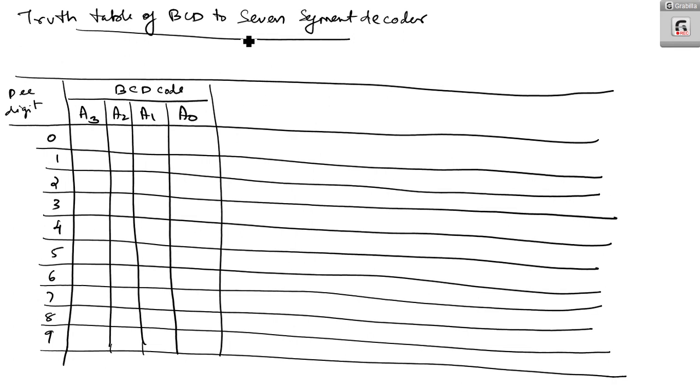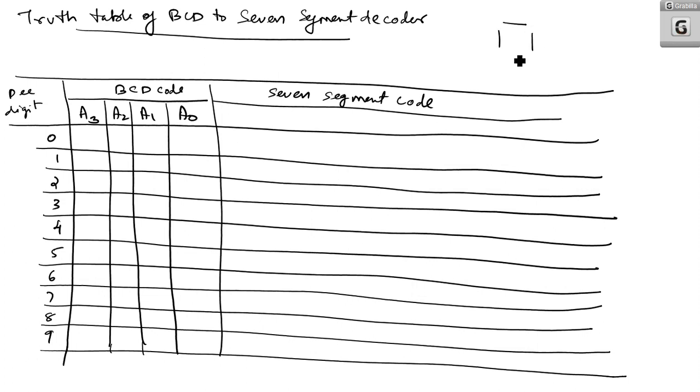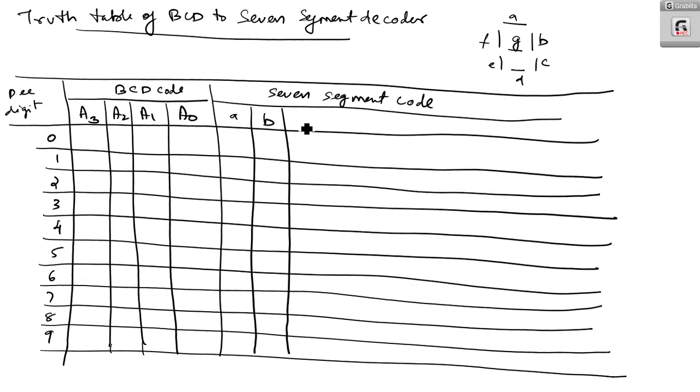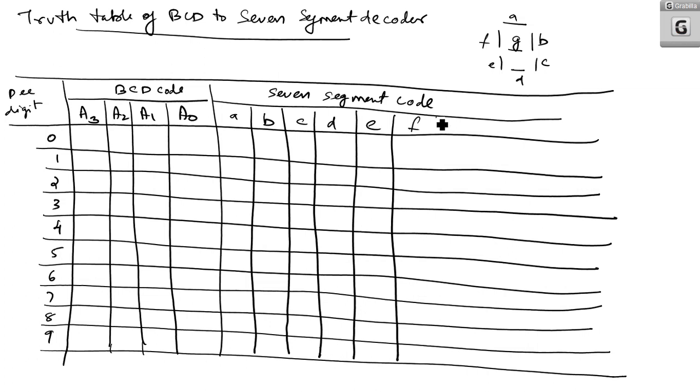That's right. Now coming to the 7-segment code. So let me draw the 7 segments here. A, B, C, D, E, F and the last is G. So you can stop here.